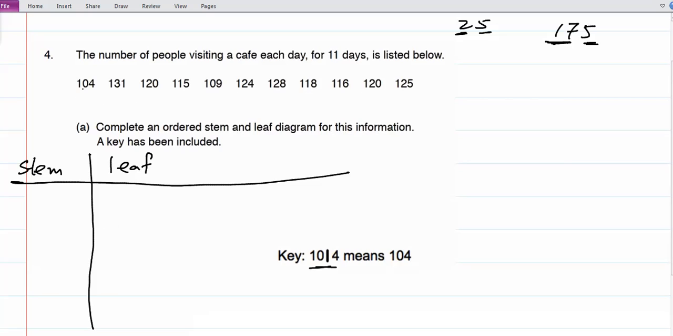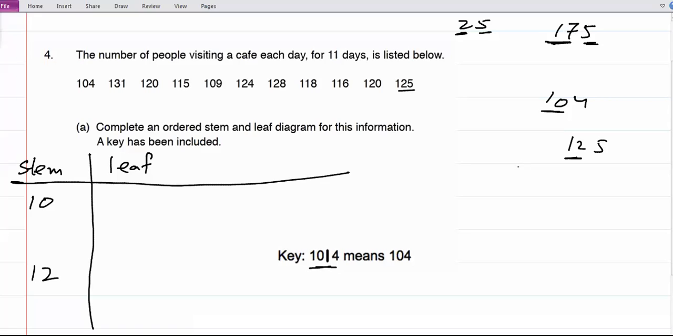The smallest number is 104. Write the stem of the smallest number. Of course, if I have 104, the stem is 10, okay? Which is the largest number? The largest number is 125. Write the stem of the largest number, because for 125, the first 2 digits will be the stem. So now between them, which numbers are there? After 10, we have 11 also, and then 12. If more numbers are there, you should write the more numbers.